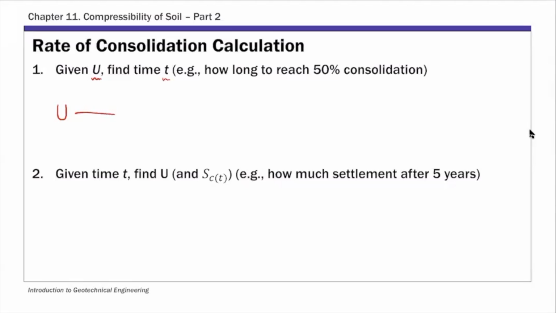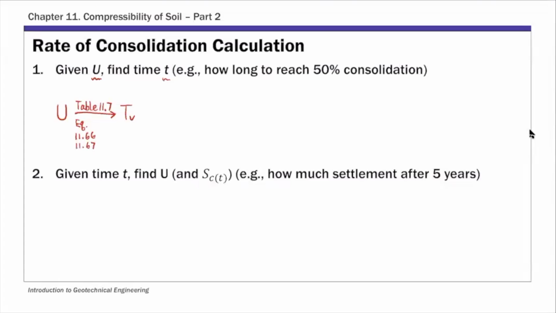using Terzaghi's solution, okay. First, from capital U, you can find the time factor T sub V. And this is again from Terzaghi's solution, table 11.7. Alternatively, you can use these two equations. So that equation 11.67. Okay. In today's example, I'm going to use that table 11.7.